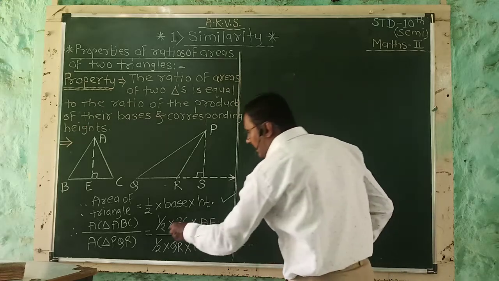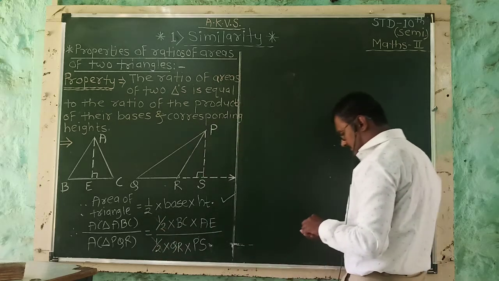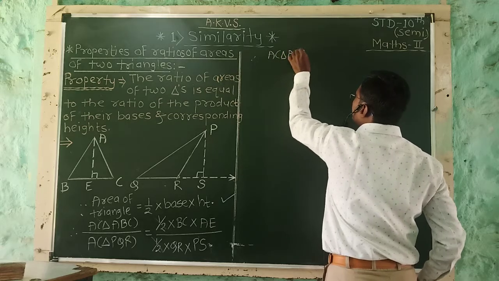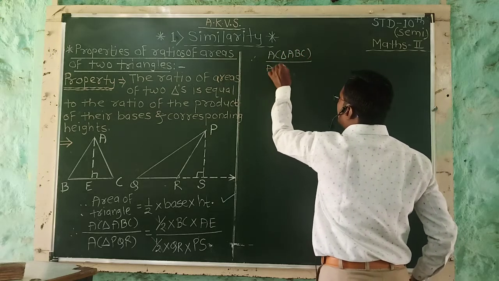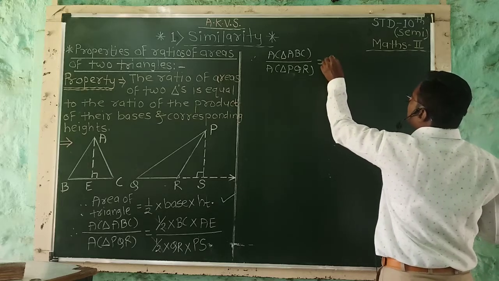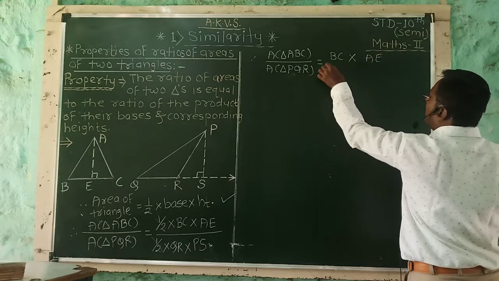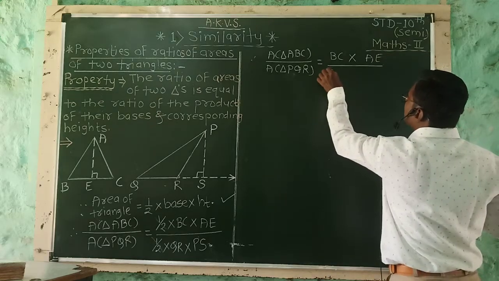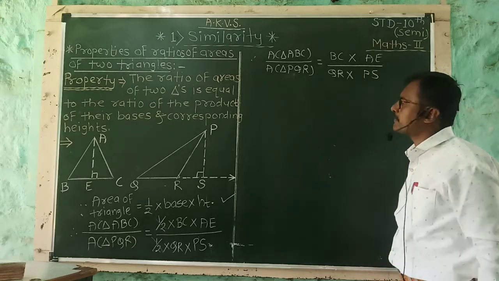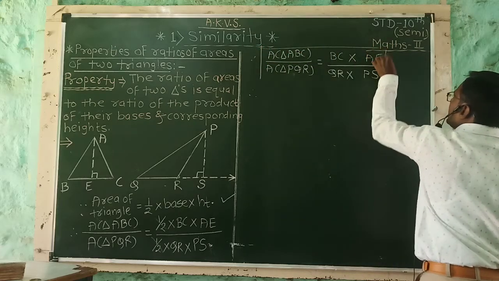So, we have the terms half, which will get cancelled, and the remaining terms: area of triangle ABC upon area of triangle PQR is equal to the base of the first triangle, BC, into the height of the first triangle, AE, upon the base of the second triangle, QR, into the height of the second triangle, that is PS. So, this is our conclusion.